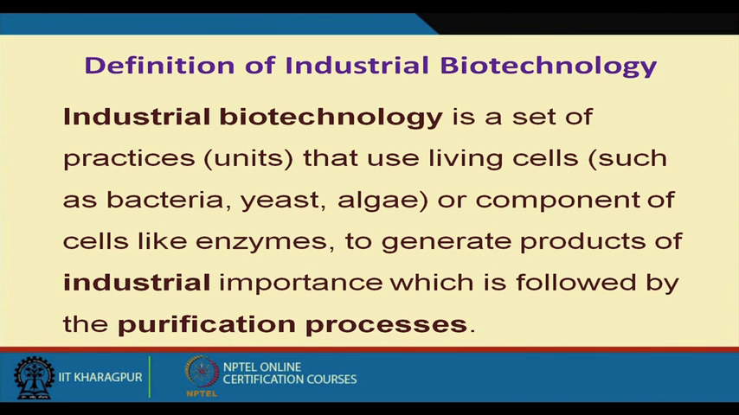Now, if you look at the definition of industrial biotechnology, it is a set of practices, because there are different practices we have in the industry to get a purified product. For example, we use living cells, bacteria, yeast, and different components. Not only living cells, we can use some non-living components also, which are derived from living organisms. For example, enzymes, which are derived from plant, microbial, and animal systems, are used for the production of different products.